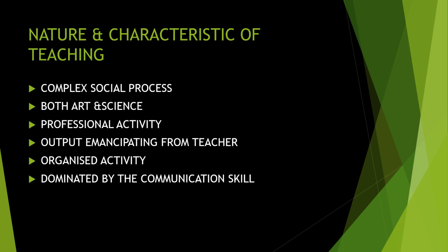Okay. So it is called the characteristics. What are the characteristics of teaching? One is the complex social process. We have already discussed, it's a complex thing. It is related to society, so it is social. It's both art and science. It's professional. Output emancipated. We are expecting something out from the teacher.